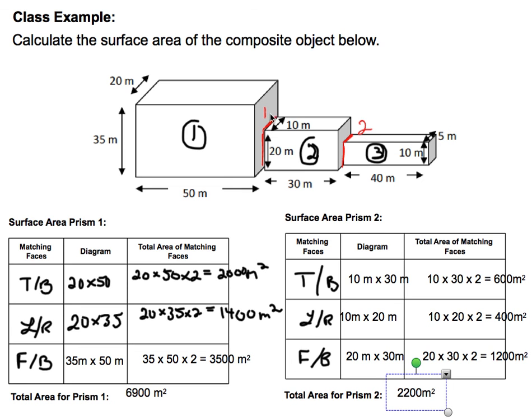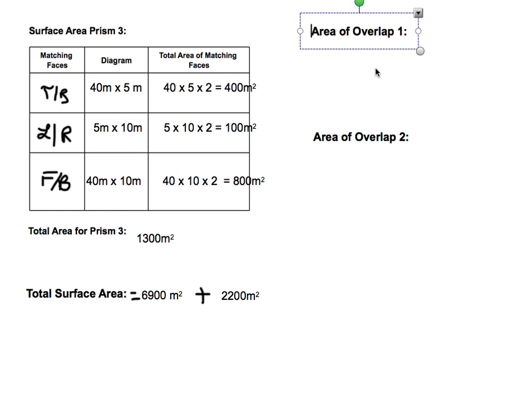These little 1s and 2s, I put them in red because we actually have 2 areas of overlap. So I'm going to deal with the first area of overlap. The first area of overlap is the left face of prism 2. So let's go to the left face of prism 2. And we have 10 meters by 20 meters. So that is actually my area for overlap 1, 200 meters squared.